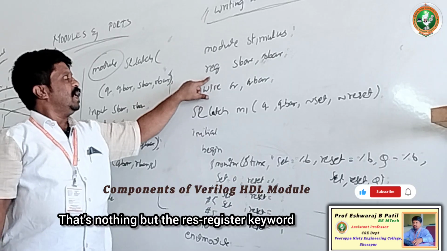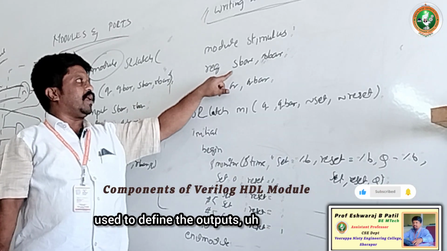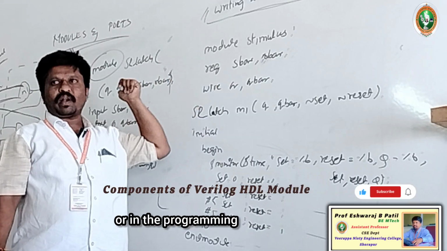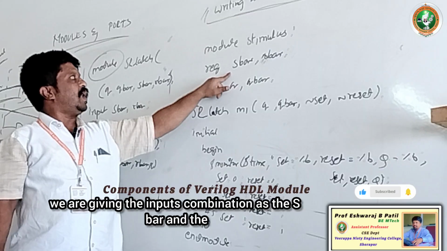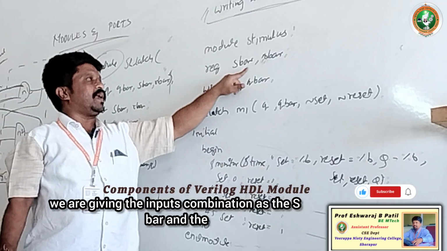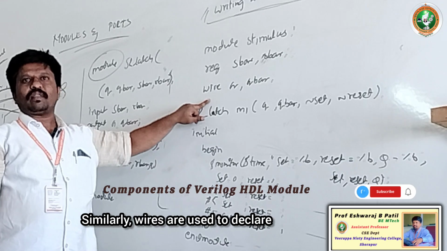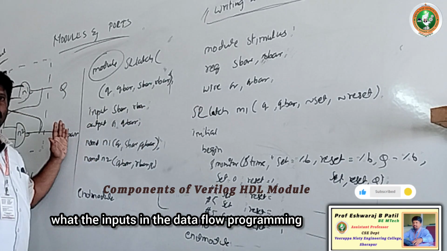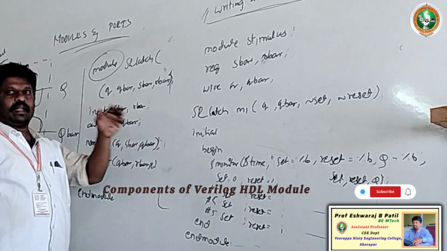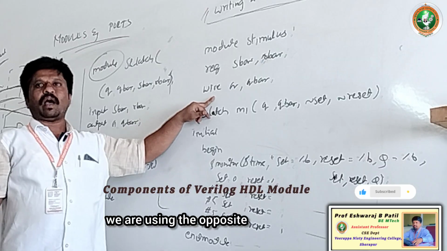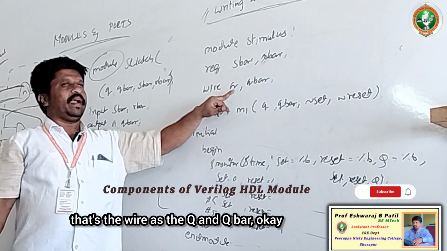The register keyword is used to define the outputs in the programming, but in the test bench we are giving the input combinations as S bar and R bar. Similarly, wires are used to declare the inputs in data flow programming, but in the test bench we use the opposite, that is wire for Q and Q bar.